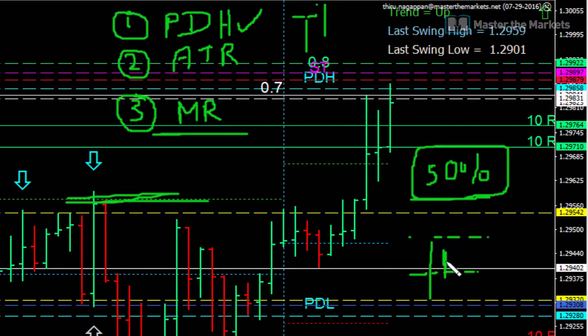So if it does do that, and if you do get a reversal signal, then you can go ahead and do it. But today, as you can see, our mid-range is all the way here at 129.30, and it has not even come close to that at all. So these three things you can definitely take a look at: previous daily high or low, ATR, and MR, the previous day's mid-range.